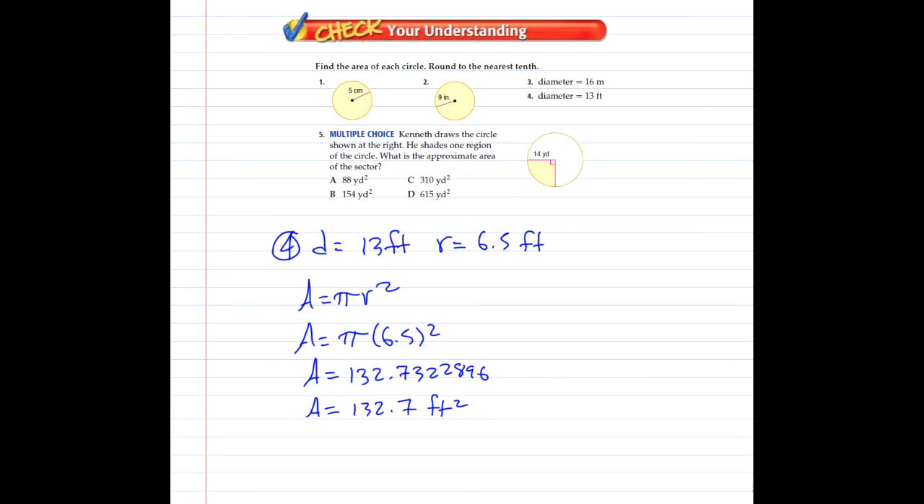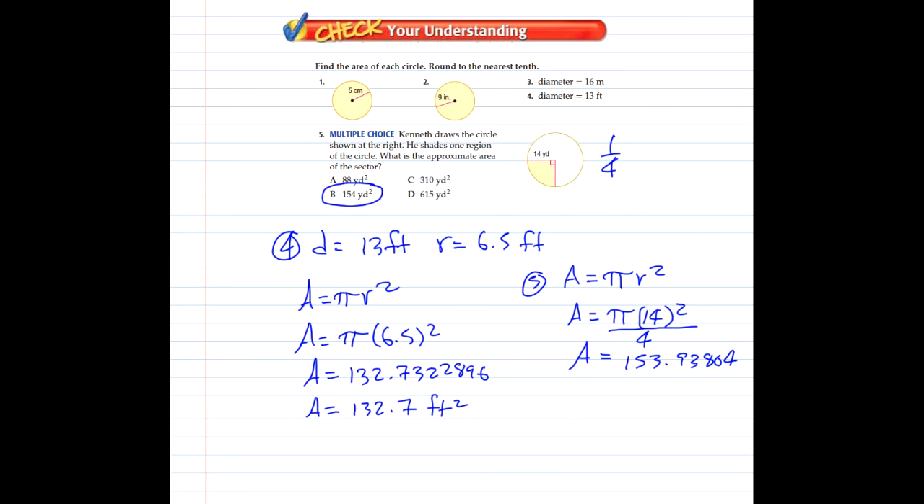Number 5, Kenneth draws the circle shown at the right. He shades one region of the circle. What is the approximate area of the circle? Because that is a 90-degree angle, that's about a fourth of the circle. So I'm going to use my area formula, pi r squared. So my area equals pi times 14 squared. I'm going to take this and divide it by 4. It gives me then an area of 153.93804. Actually, I don't need to round that to the nearest tenth because I have these to pick from. It has to be B, doesn't it?